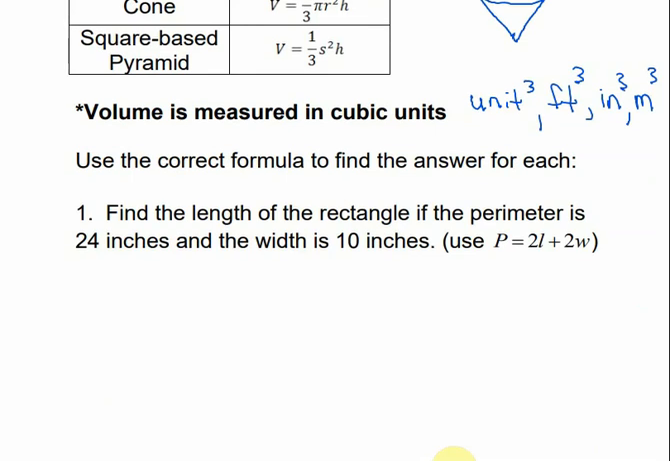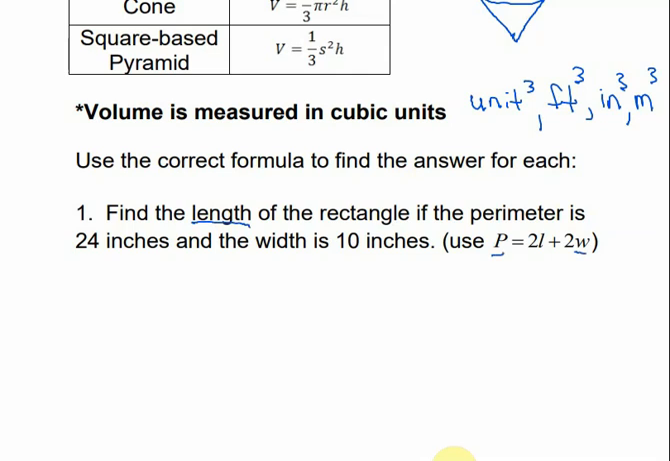Use the correct formula to find the answer for each. Find the length of the rectangle if the perimeter is 24 inches and the width is 10 inches. Use P equals 2L plus 2W. Like I said, you don't need to know the formulas, but if they give you the formulas, you need to know how to use them. Another thing, we can't solve it unless they've given us everything except for one variable. It says to find the length, so they're not going to give us the length, but they have to give us everything else. The other two variables are W and P.